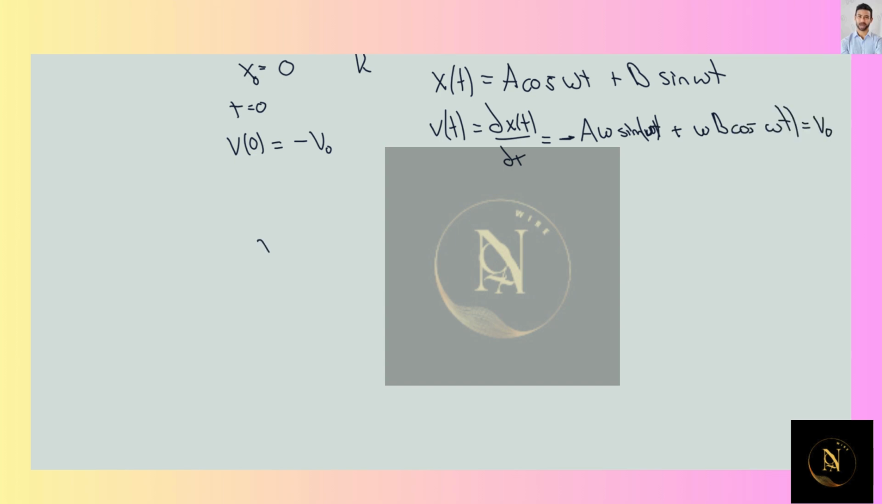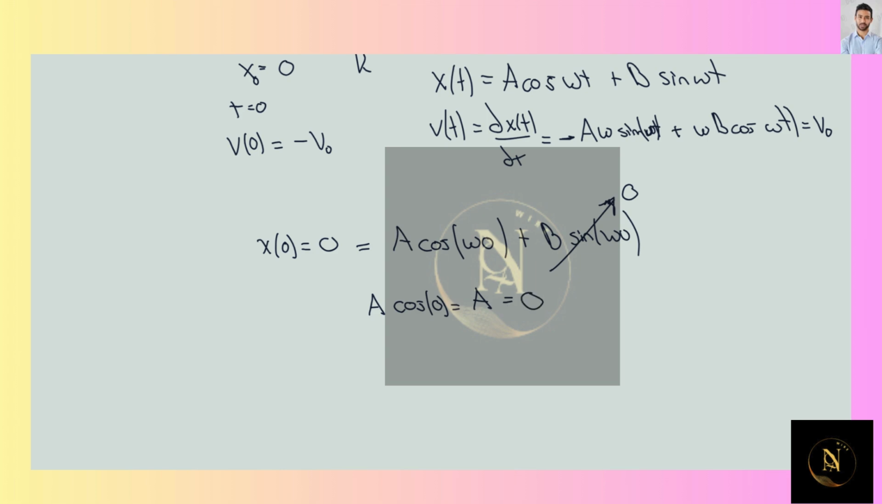So from the first condition, x at 0 needs to be equal to 0, and this needs to be equal to a times cosine of omega times 0 plus b times sine of omega times 0. The value of sine of 0 is 0, so that means that a times cosine of 0, which is a, needs to be equal to 0. So the value for a should be 0, coming from the first condition.